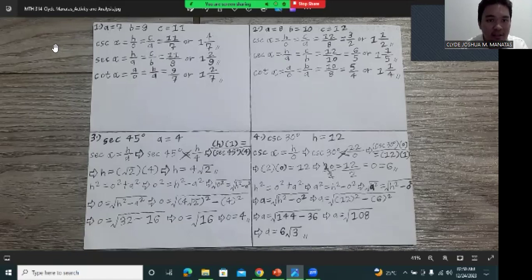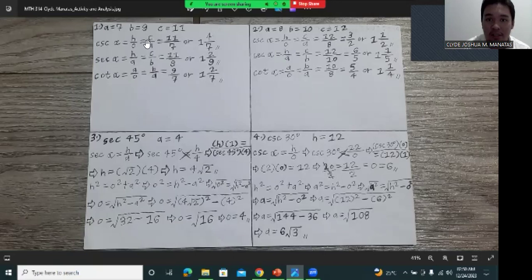Lastly, the cotangent alpha. The cotangent alpha is equal to adjacent over opposite, or simply B over A. The B is 9, the A is 7, so the cotangent alpha is equal to 9 over 7 or 1 2/7. Okay? That's the correct way of solving number 1.